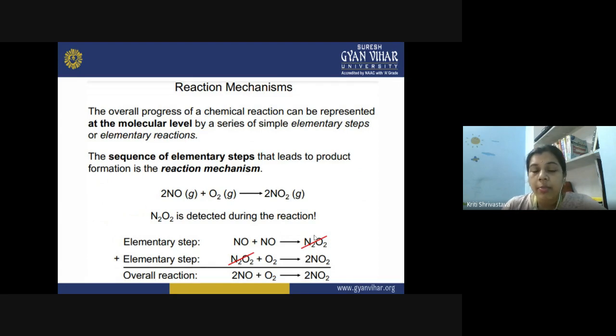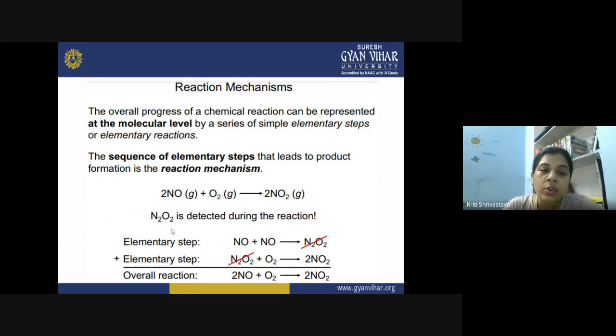The overall progress of a chemical reaction can be represented at the molecular level by a series of simple elementary steps, or elementary reactions. The sequence of elementary steps that leads to product formation is called the reaction mechanism. One example of a complex reaction mechanism is 2NO + O2 → 2NO2. Looking at the reaction, you can see that the molecularity is 3, and it may involve 2 steps. When experiments were conducted, N2O2 was also detected during the reaction.